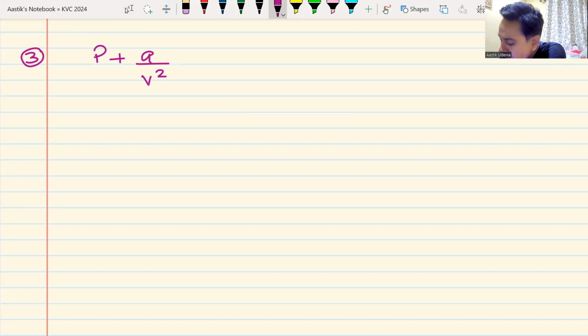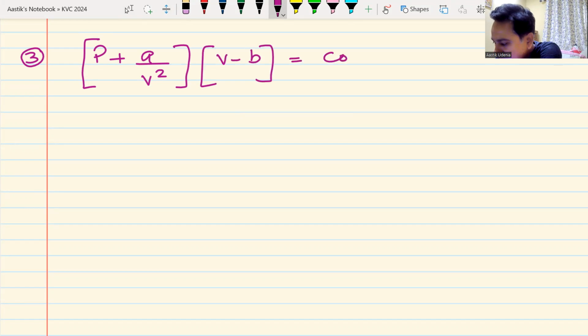the question is. P plus A by V squared, into V minus B, is equal to constant. Do you know what this equation is? You must have read it in chemistry sometimes. Does anyone know what this equation is? No one knows? Sad day. This is known as the van der Waals equation, the van der Waals correction.